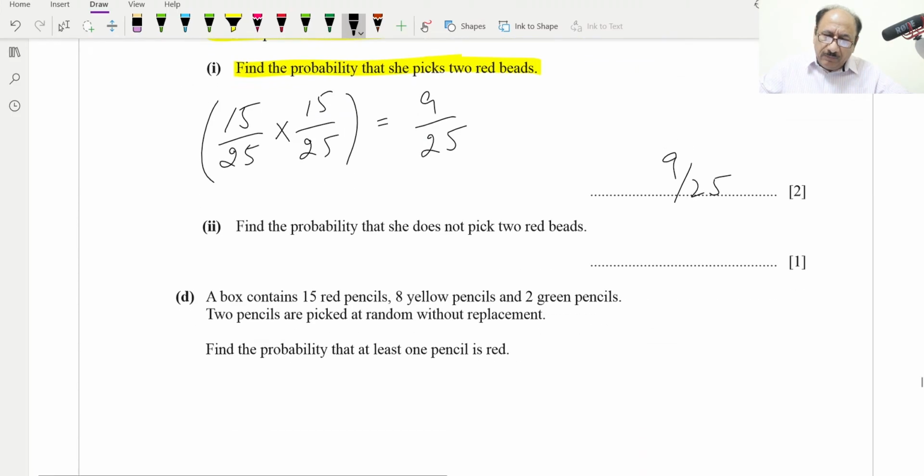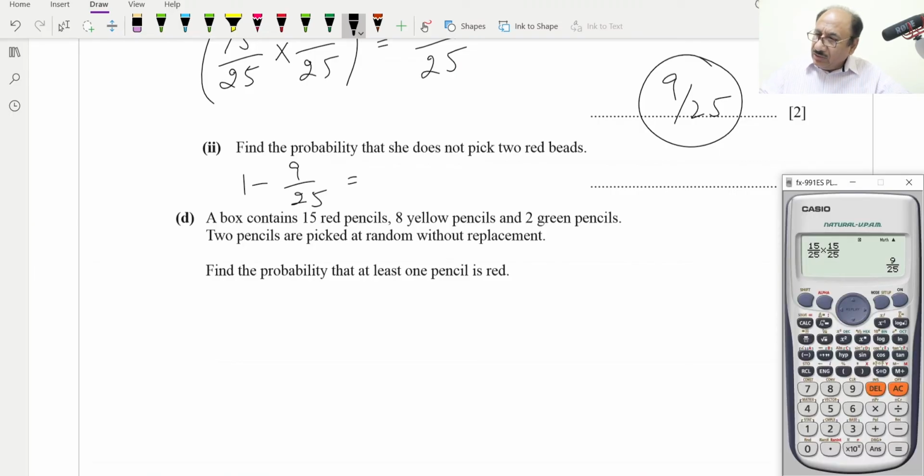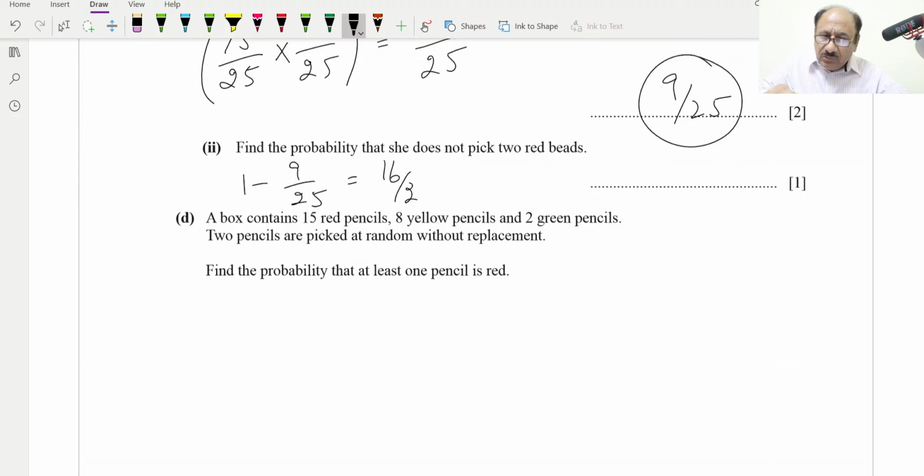Now they are saying find the probability that she does not pick two red beads. Picking two red beads is 9 by 25, so 1 minus 9 by 25 will be not picking two red beads. So we can write 1 minus the answer, which is equal to 16 over 25. So 16 over 25 will be the answer for this part.